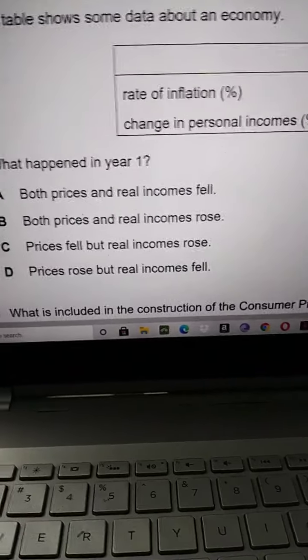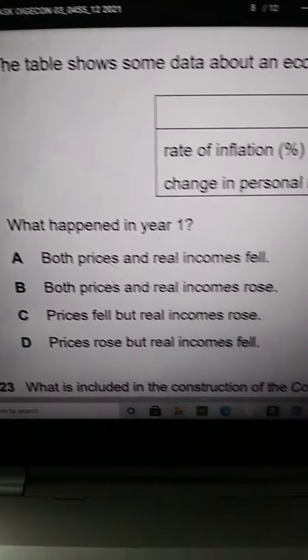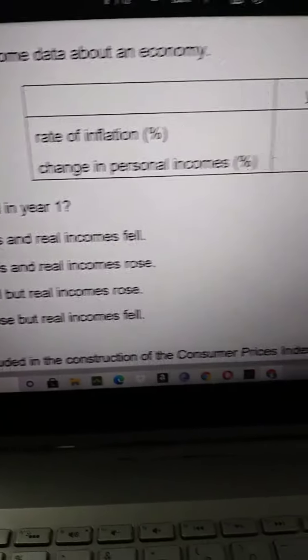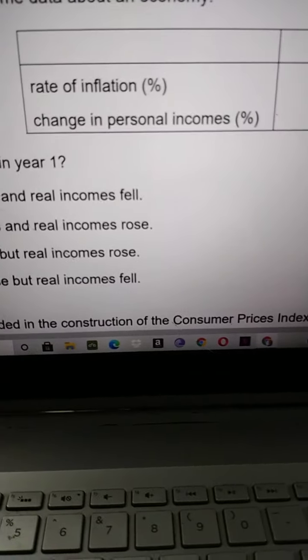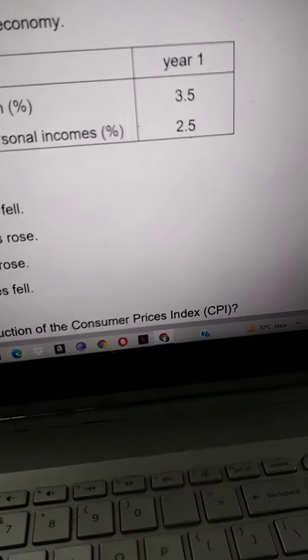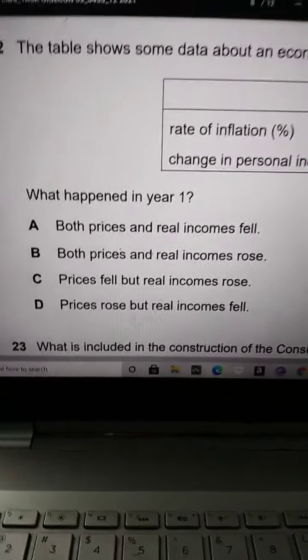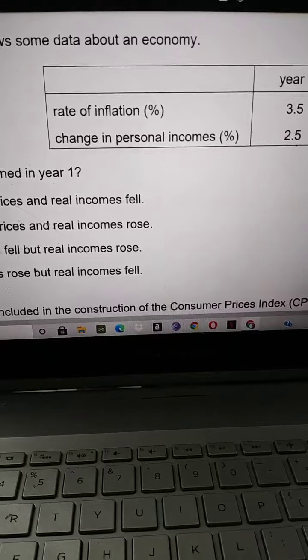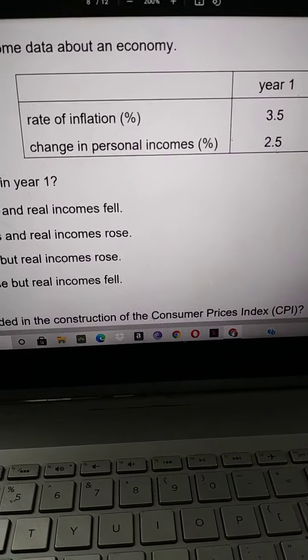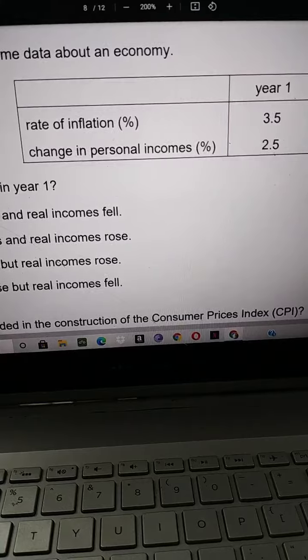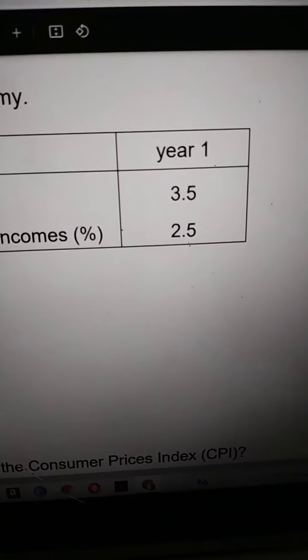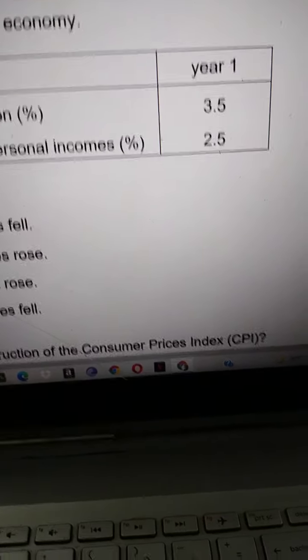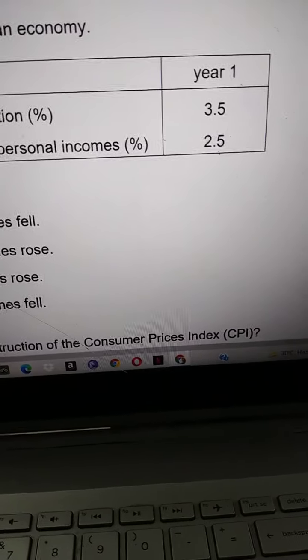Question number 22, and it is basically a table showing some data about an economy. Whenever a table is given to you like this, they must be asking about the real income, and real income is the increase in personal incomes minus the rate of inflation. So 2.5 minus 3.5, it's a minus 1. Minus 1 means that your real income is actually decreasing. You are getting worse off.